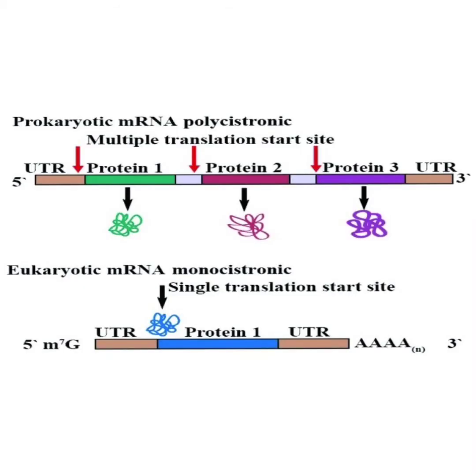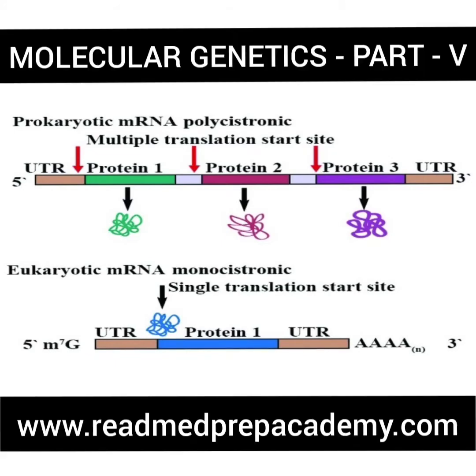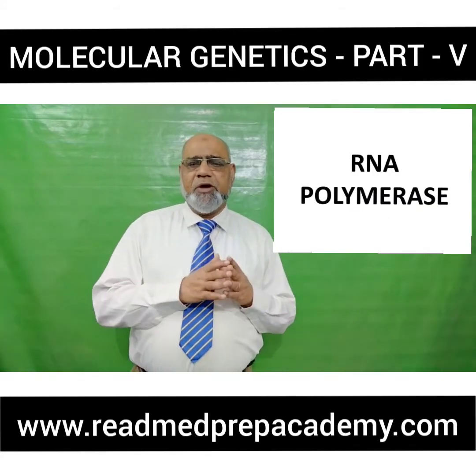Here you can see a prokaryotic messenger RNA which is polycistronic. Multiple translation sites are present and each protein is formed based on the particular code. In eukaryotic messenger RNA, a single gene codes for a single protein, whereas in prokaryotes, a single mRNA can code for multiple proteins, or multiple genes can code for multiple proteins. Now coming to the RNA polymerase.